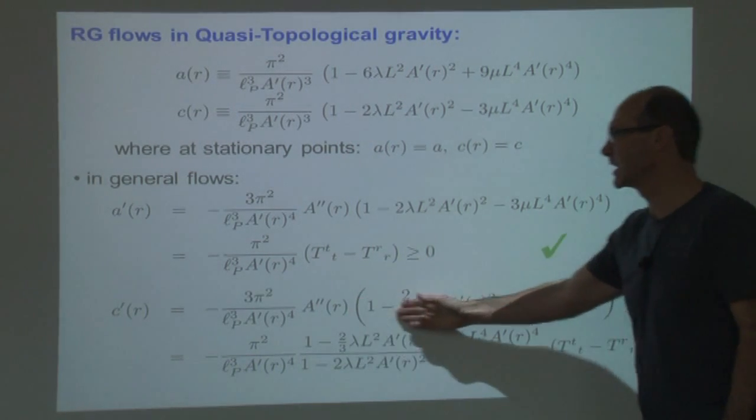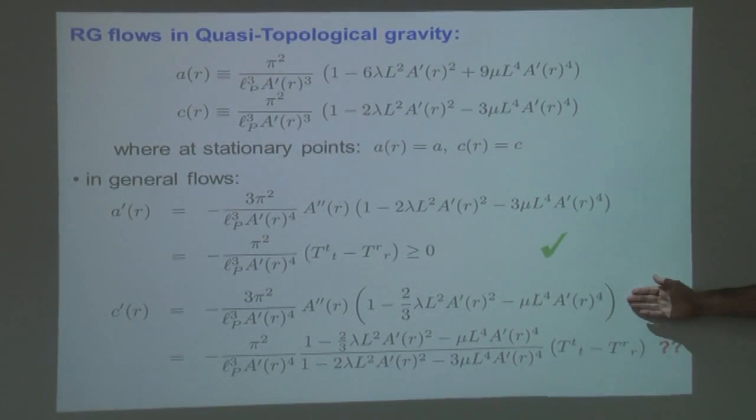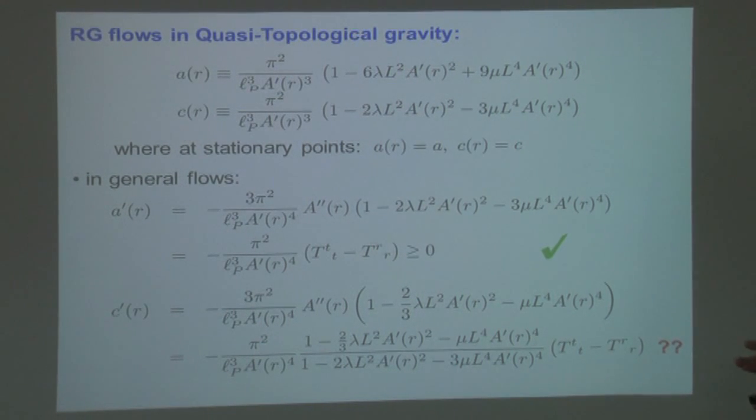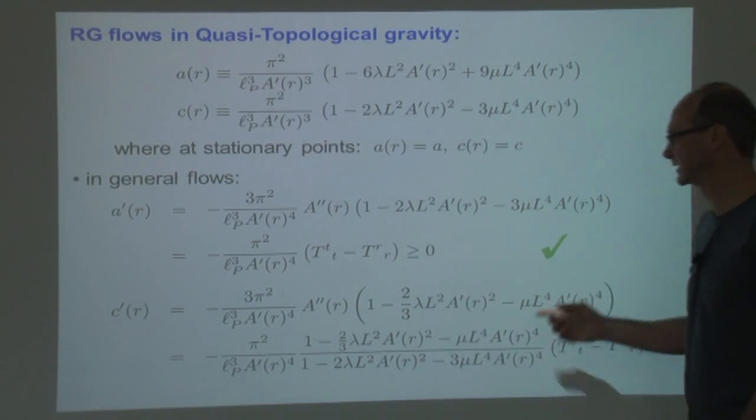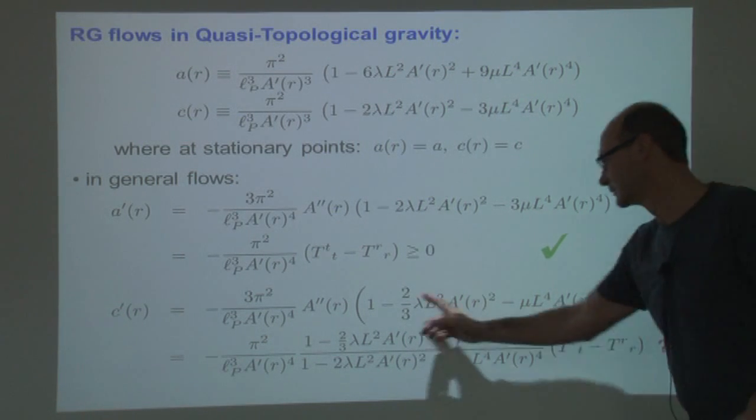I can play the same game with the flow function for C. I get this. That was easy enough. But it turns out that's a big mess. It's not proportional in any simple way to one of the Einstein, or one of the gravitational equations. And so we're left with an expression where we can't really say that C prime is greater than or equal to 0. I can't really say what the sign of this is going to be because it's a big mess.